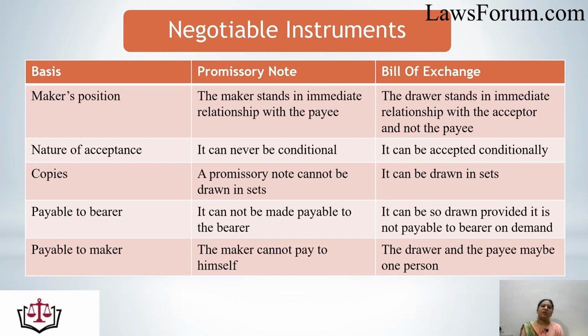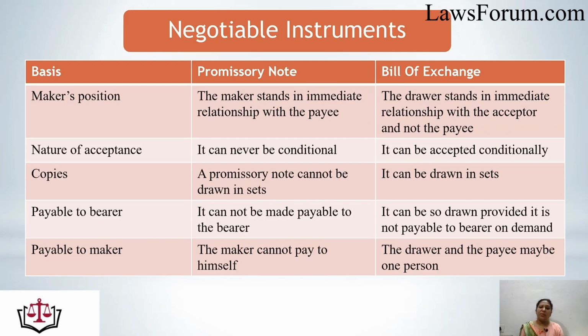Next is nature of acceptance. A promissory note can never be conditional, but a bill of exchange can be accepted conditionally. But there are only a few cases about that. Next is the copies. A promissory note cannot be drawn in sets, but a bill of exchange is drawn in sets. Payable to bearer. A promissory note cannot be made payable to the bearer, but a bill of exchange can be so drawn, provided it is not payable to bearer on demand. Means this must be mentioned on the bill of exchange.